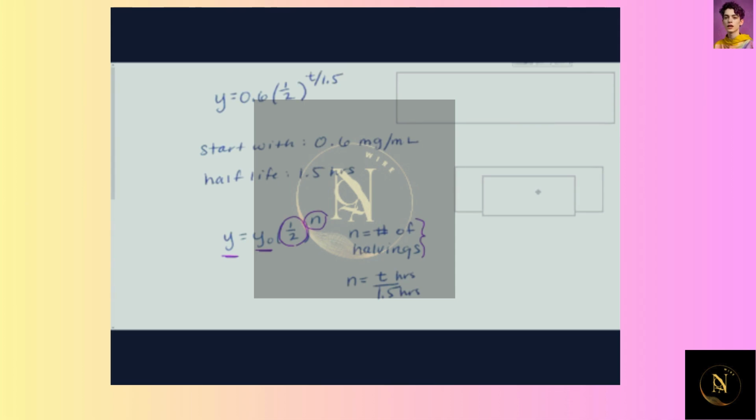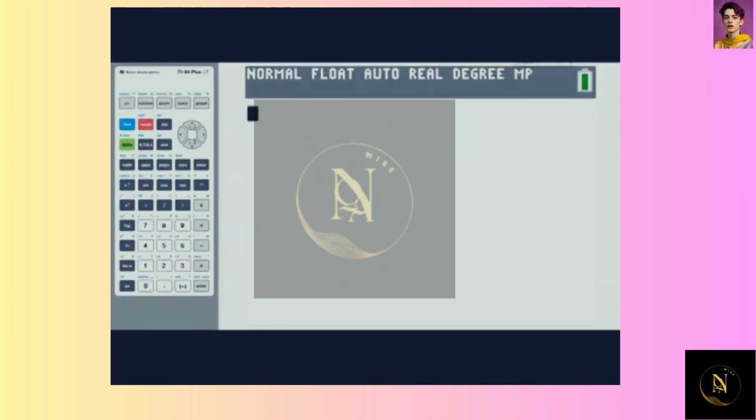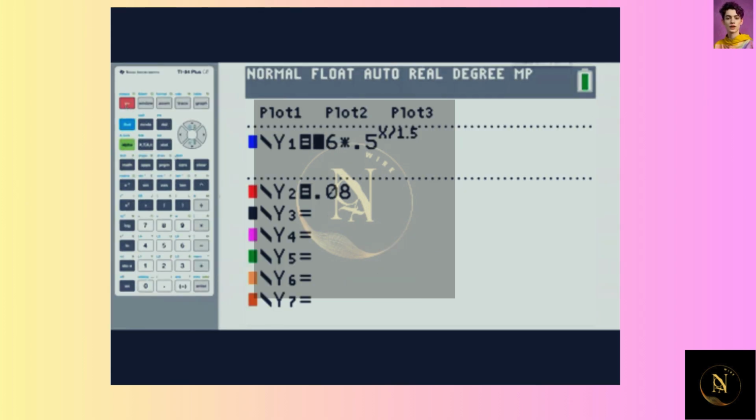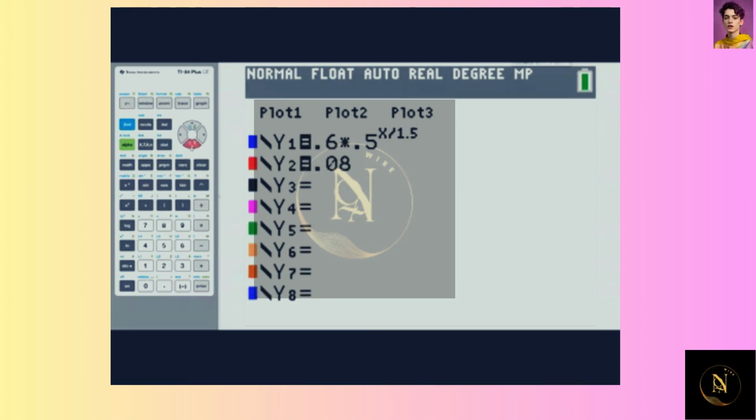Okay, now that we have that model, we can graph it and we can figure out when you can drive home if the legal limit is 0.08 milligrams per milliliter. So we grab the calculator and we type in the function 0.6 times 0.5 to the x over 1.5 power, and we also type in the function y equals 0.08. That will give us a horizontal line at a height of 0.08, and we'll let that represent that legal limit.